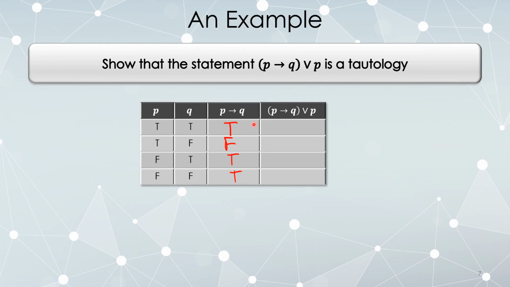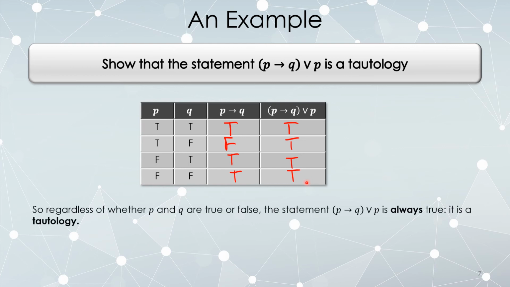Next, I want to do the disjunction of this column with this one. Is either one of them true? Yes, they both are. Yes, P is true. Yes, the conditional statement is true. Yes, the conditional statement is true. And aha, this statement is always true no matter what. It is a tautology. Regardless of whether P and Q on their own are true or false, the compound statement P implies Q or P is always true. And remember, always true is a tautology.